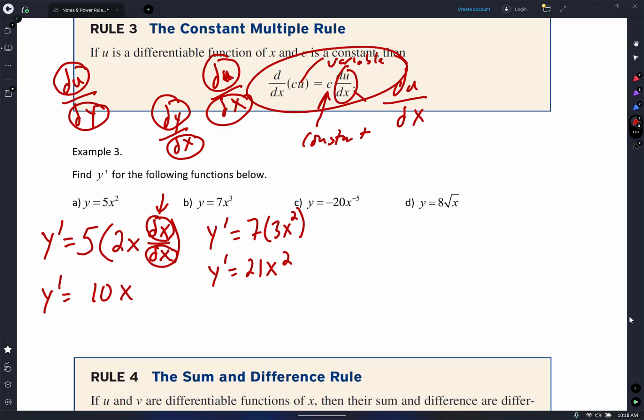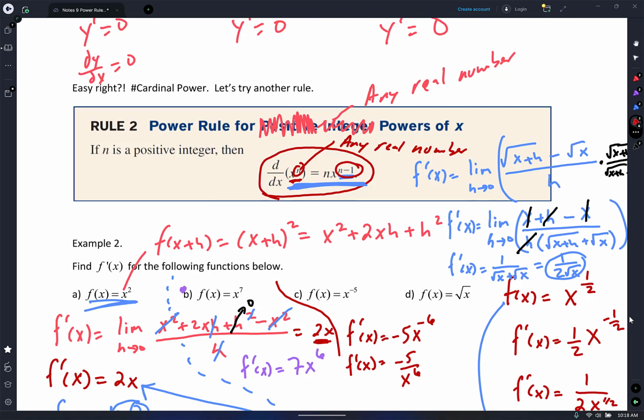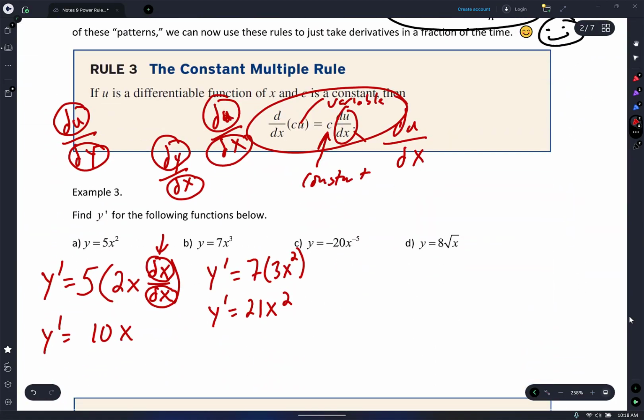Oh, because I subtract 1 from the degree according to my power rule over here. See how it says n minus 1? So you have to subtract. You know what I mean?